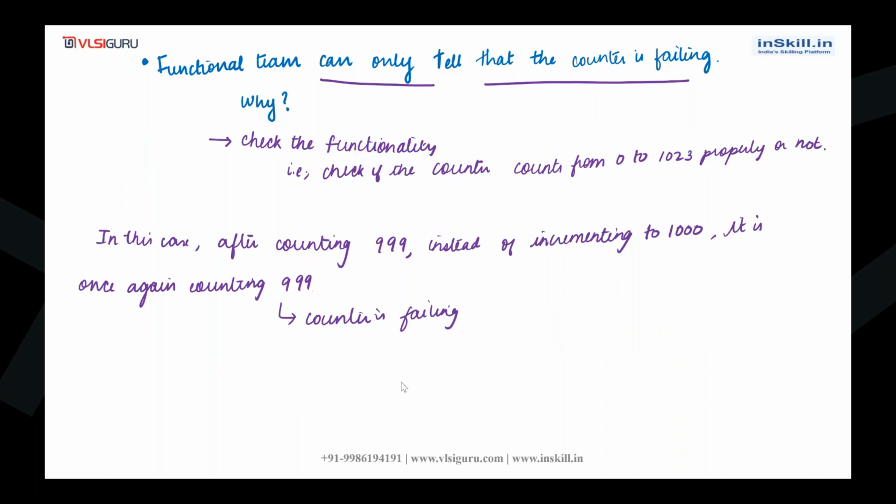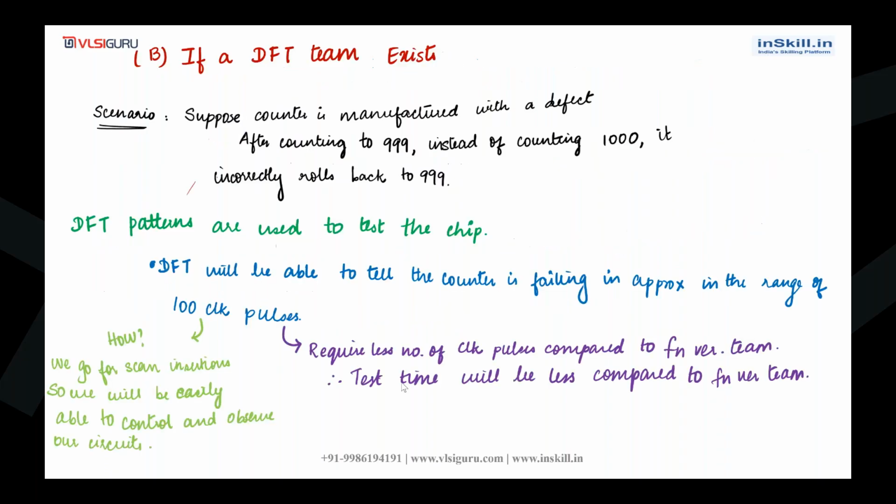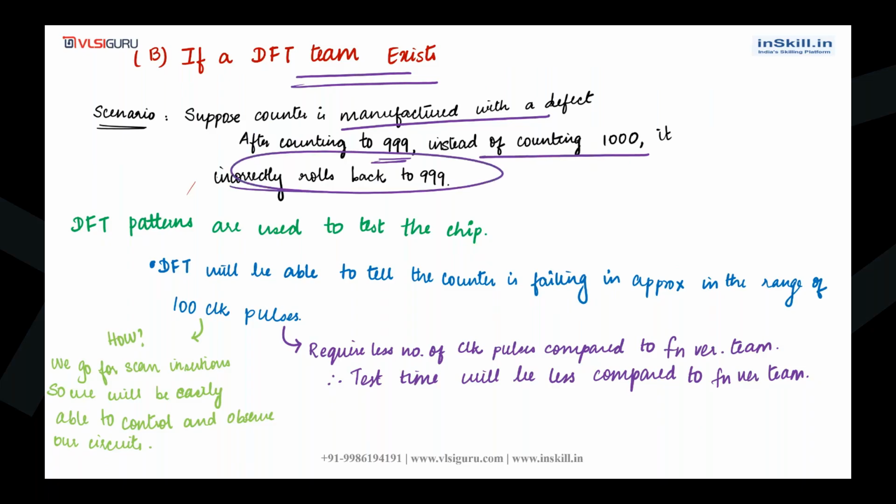Now, we will try to understand what will happen if a DFT team is existing. So what is our scenario? Our scenario is our counter is manufactured with a defect. So after counting 999, instead of counting 1000, it once again counts 999. It incorrectly rolls back to 999.